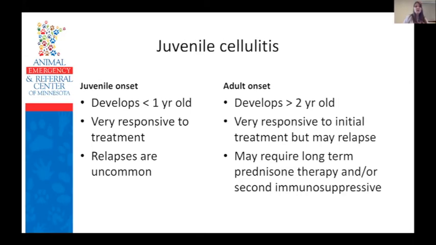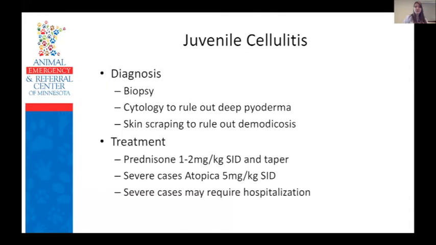The harder thing with adult onset is they're harder to treat. Sometimes they need longer term medications, and they need more supportive care in the beginning. So they're not quite as easy as just give them some pred and they go away and you just taper and you're good. These guys might need the atopica and the pred a little bit more long term. You might have more relapses with them.